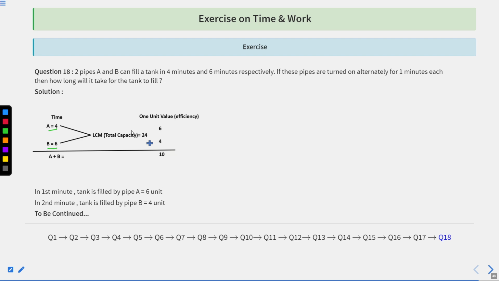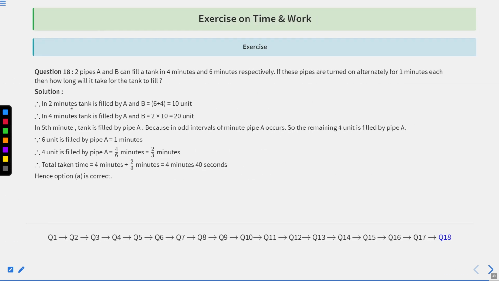So the LCM of A and B is 24, that is the total capacity of the tank, and 24 divided by 4 gives the efficiency of A, 6, and 24 divided by 6 gives 4, that is efficiency of B. So the total efficiency of A and B together is 10. So in the first minute, tank is filled by pipe A equal to 6 units, and in the second minute, tank filled by pipe B is 4 units.